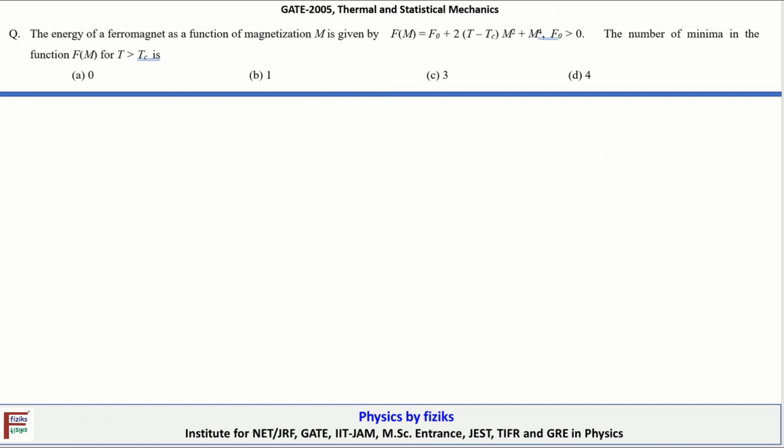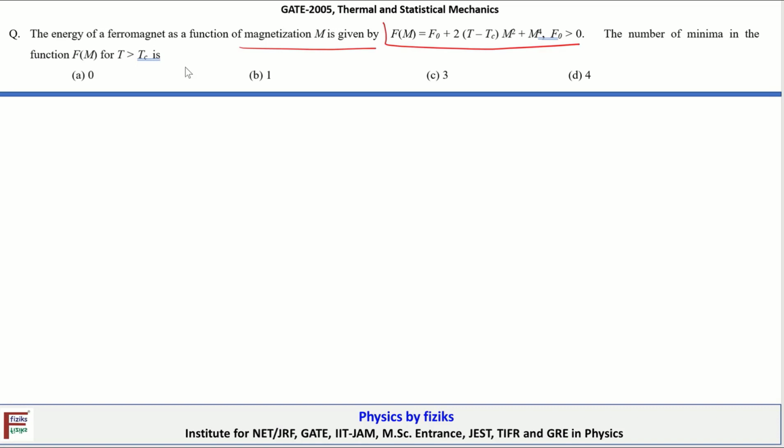So let's continue with the next problem. The statement is: the energy of a ferromagnet as a function of magnetization is given by this expression. What is the number of minima in the function F(m) for T greater than Tc? Here I'm going to discuss the qualitative variation of the free energy as a function of the order parameter, which is the magnetization basically, for 3 different situations when there is no applied external field.